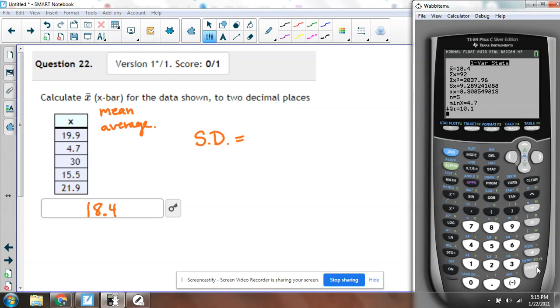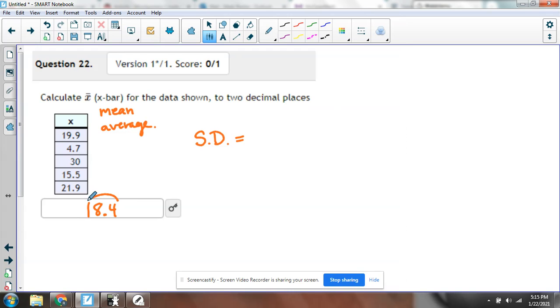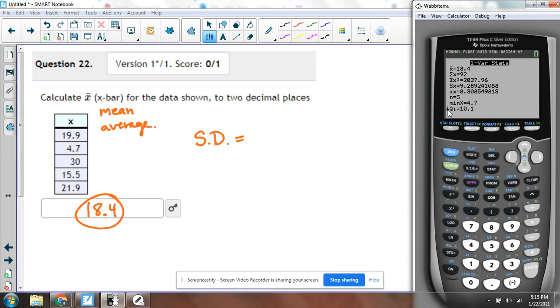You'll get a bunch of stuff to read out. But look, the first thing is X bar. That's the mean. That's 18.4. If you want the standard deviation, that's going to be this guy right here, S of X. Okay? That's your standard deviation. So this would be 9.289 or 9.29 if they ask for your standard deviation. Don't ever use the formula for standard deviation. Okay?